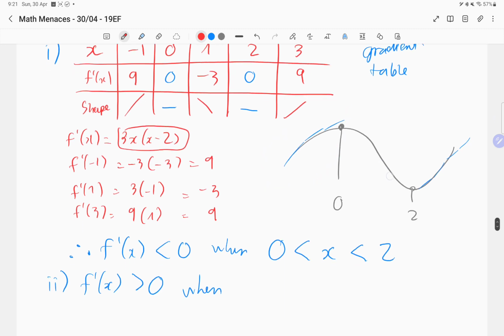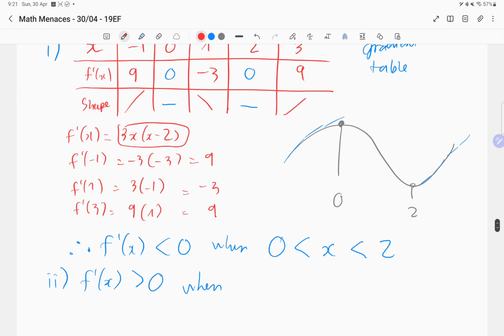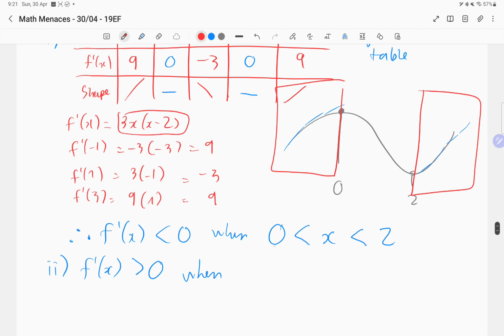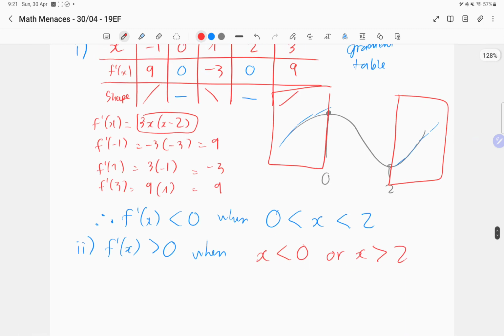Less than 0. Yes, so when it's like two separate sections, see how it has this one here and then this one here, right? It's not continuous, so you need to state the two sections separately. So the first one is x less than 0. And the second one is x more than 2, yes. That's when the derivative is more than 0.